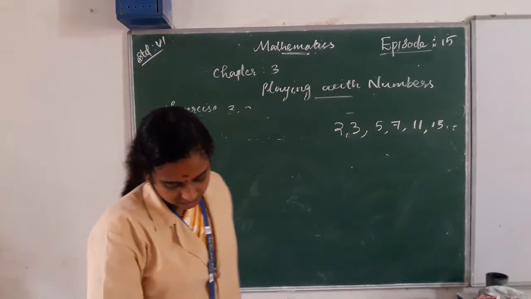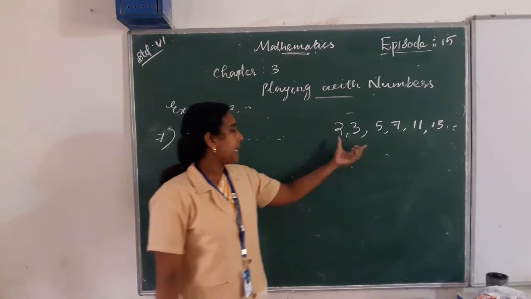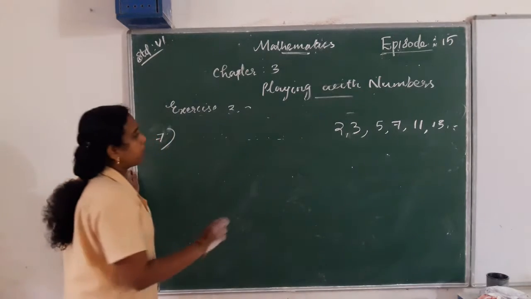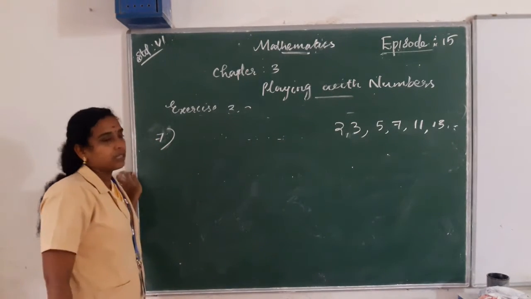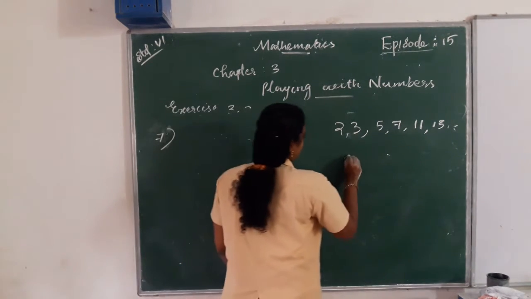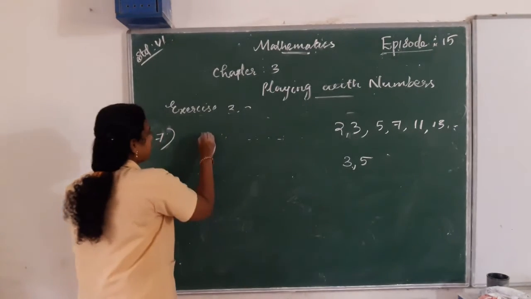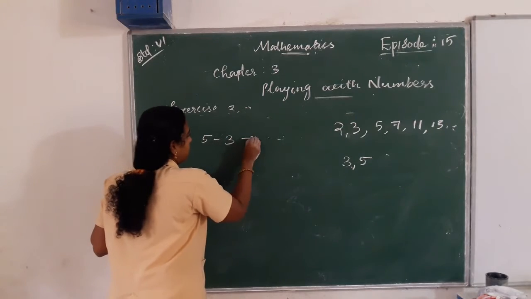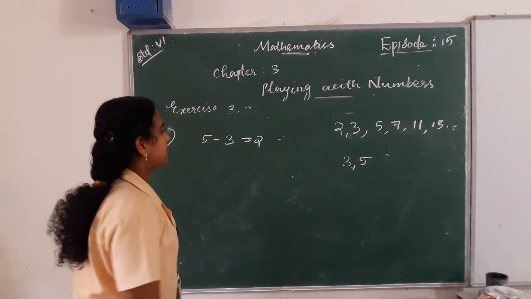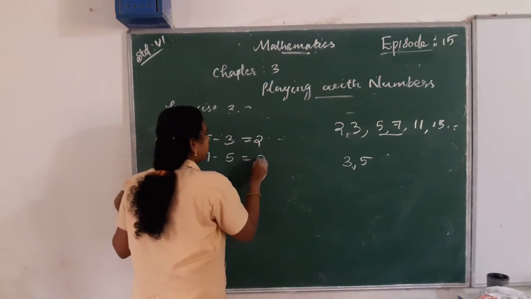Here the question is, give 3 pairs of prime numbers whose difference is 2. We take any two prime numbers and take the difference, then we get 2. So if we take 3 and 5, these are two prime numbers. If we take the difference of 3 and 5, 5 minus 3, then we get 2. And another pair, 5 and 7. 7 minus 5, we get 2.